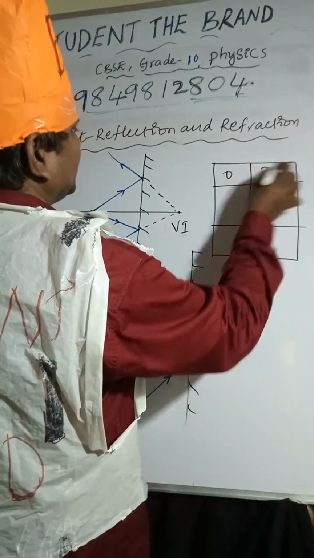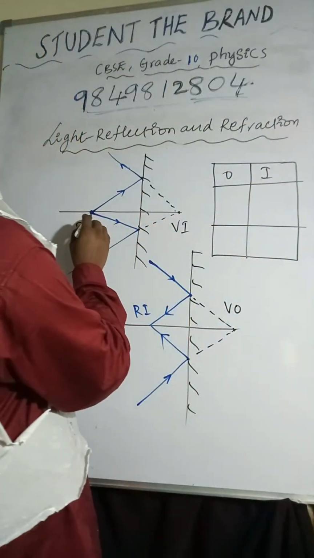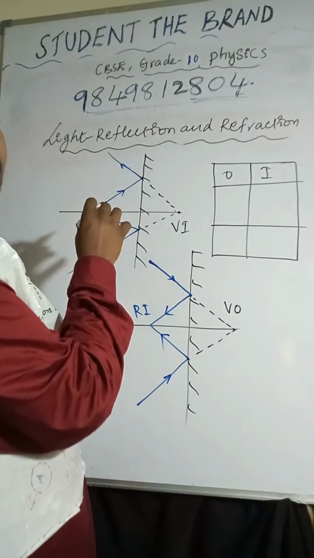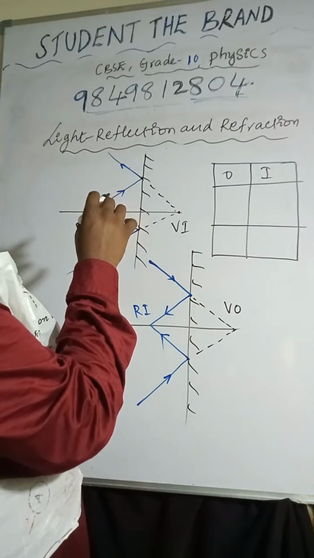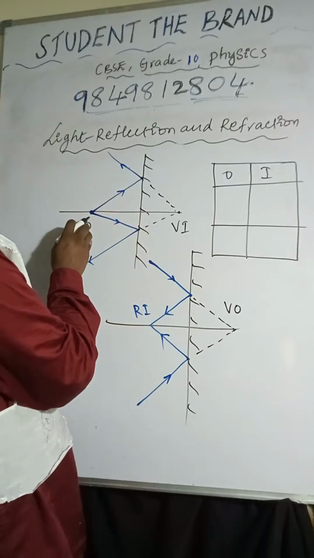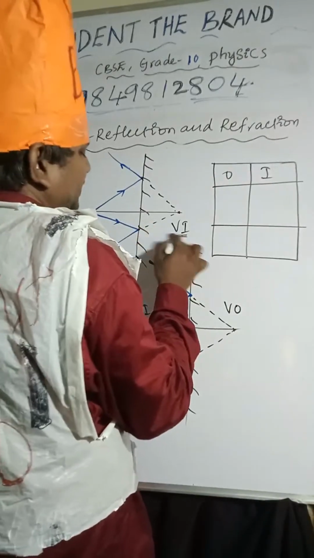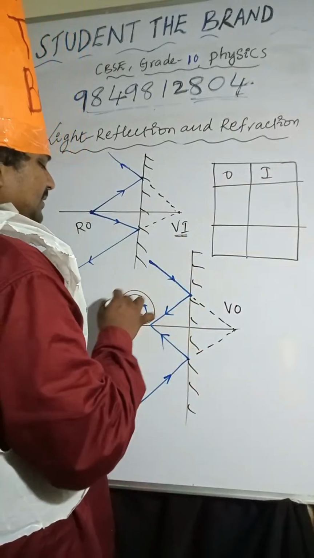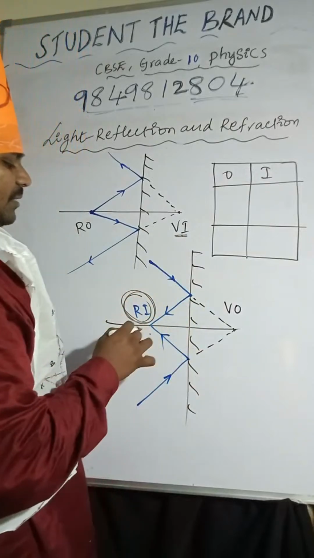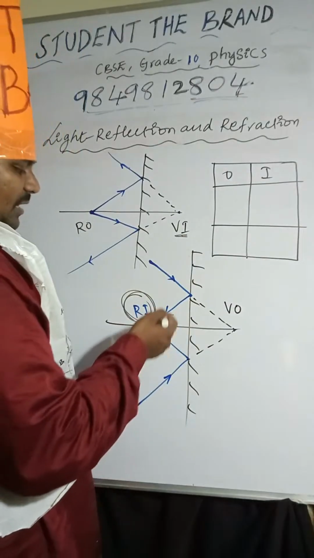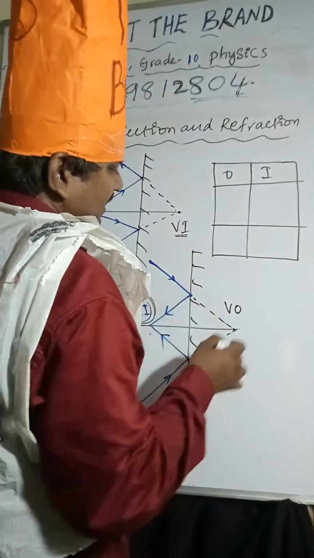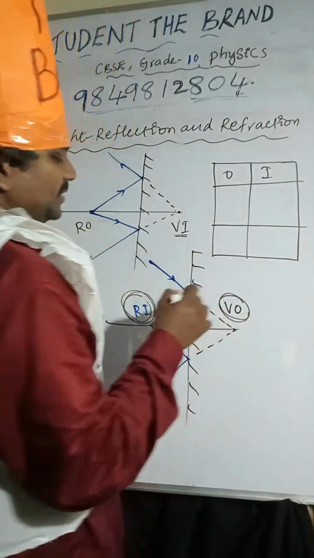Object and image. Now you can see this is the point of intersection of incident light rays. So you can observe this is a real object and this is a virtual image. Here incident light rays are there. After reflection, light rays are meeting directly and their image is forming. That is a real image. We are extending the incident light rays, and the extended incident light rays meet at the virtual object.